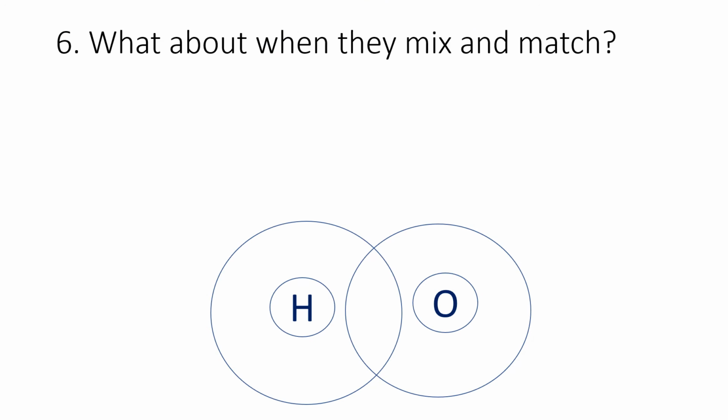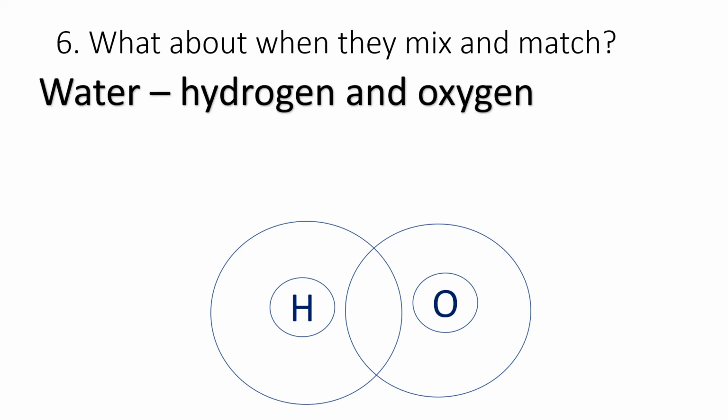Okay, so let's take this up a notch. What happens when they mix and match? When you have a compound where you've got different elements and they want to share different amounts? Well, a classic example would be water. And let's just consider water for a second. So water is hydrogen and oxygen.